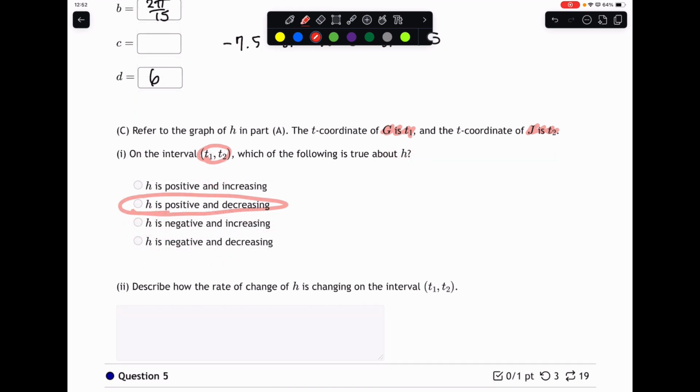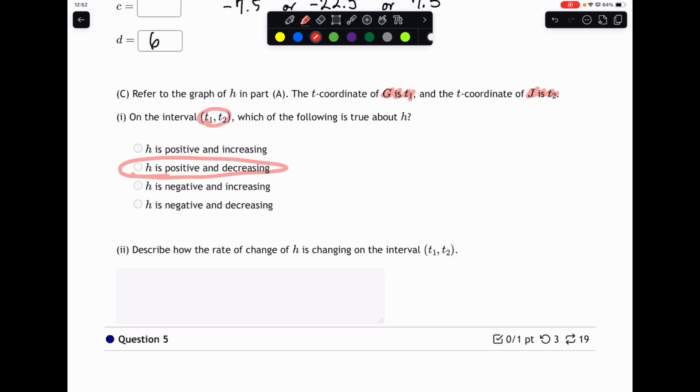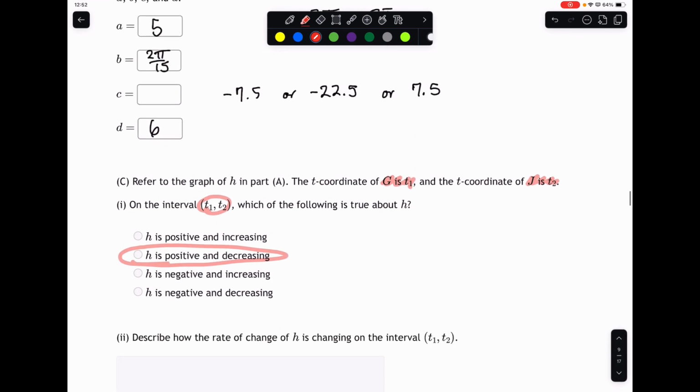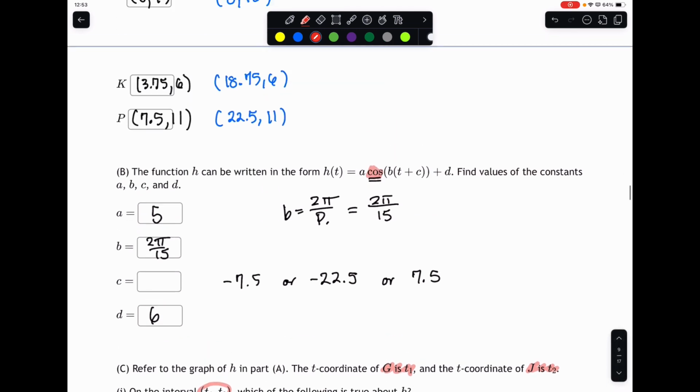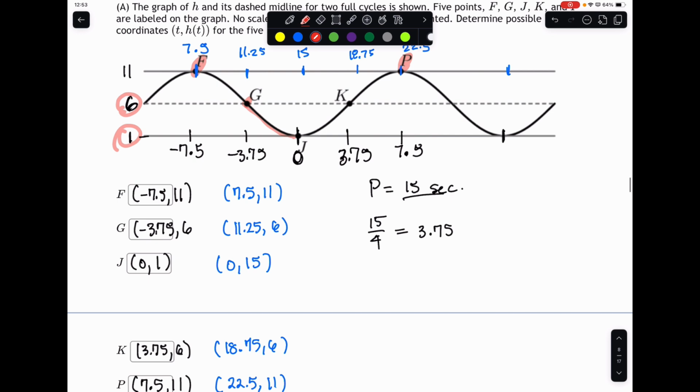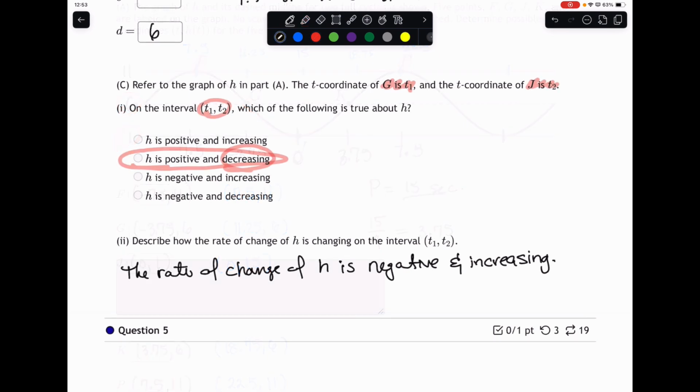Let's now describe how the rate of change of H is changing on that interval. Well, since the graph is decreasing, that means that the rate of change is going to be negative, and the graph is concaving upwards. It's negative at an increasing rate. So it's negative and increasing. So there you have your solution to the second part to question C.